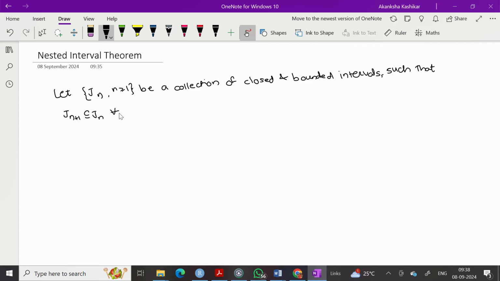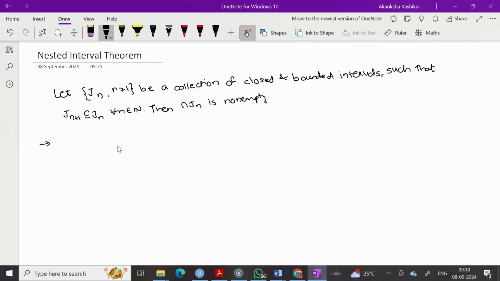Okay? Such that Jn plus 1 is a subset of Jn for every n. Then the intersection of Jn is non-empty. That is our claim. Okay? The intersection of Jn is non-empty.